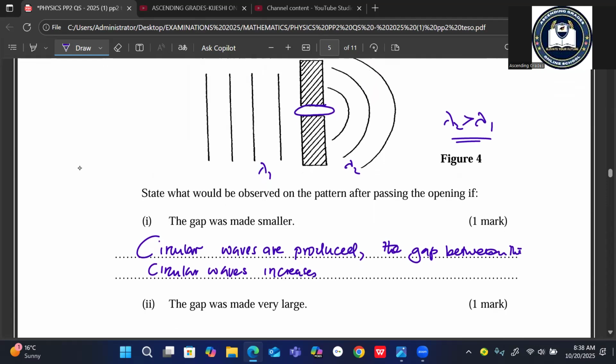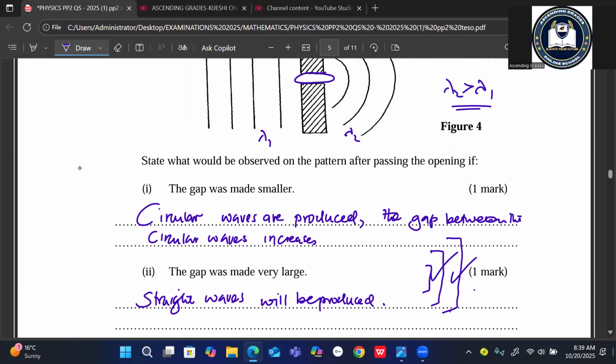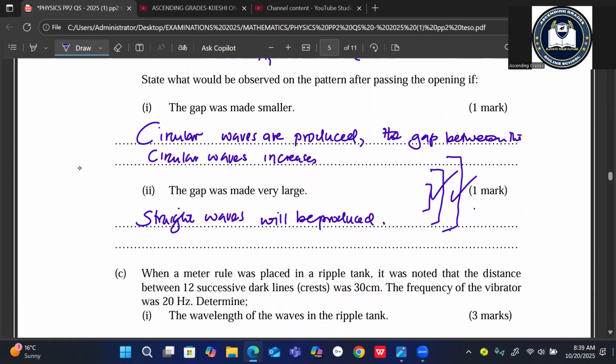If the gap was made very large, in this case, we produce straight waves. Straight waves will be produced, the ones that look like this. So these will be the wavefronts that will be produced.